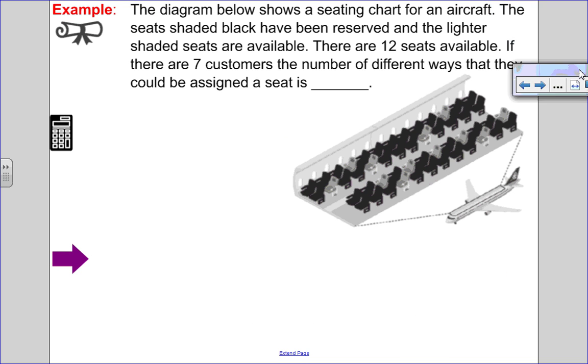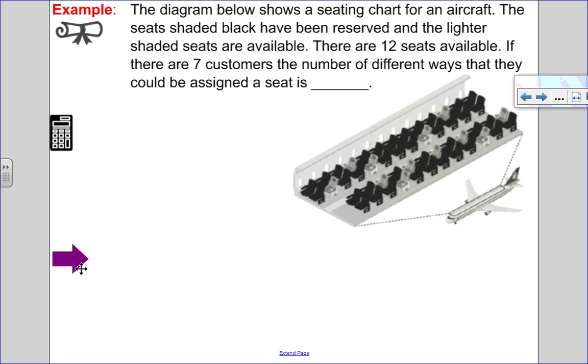Okay, this is a diploma example. The diagram below shows a seating chart for an aircraft. The seats shaded black have already been reserved. The lighter shaded seats are available. So there are 12 seats available, 7 customers. I want to know the number of different ways they could be assigned a seat.